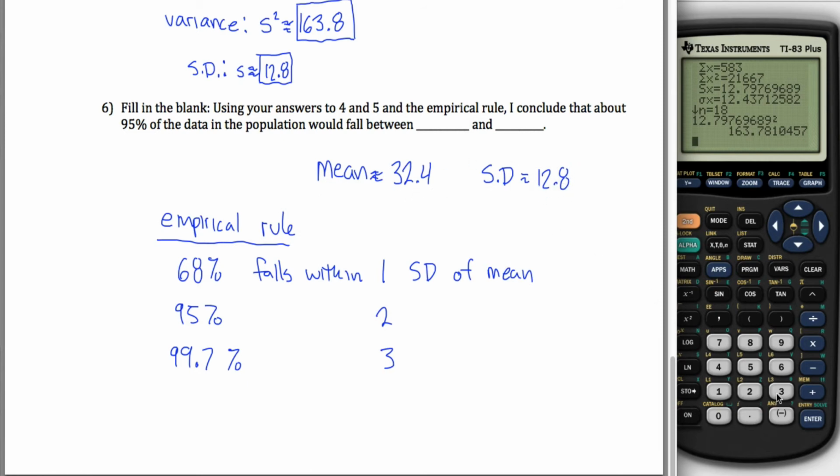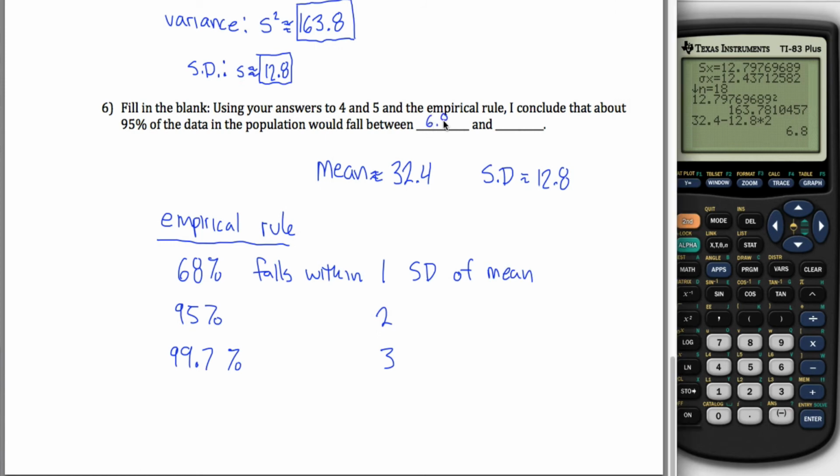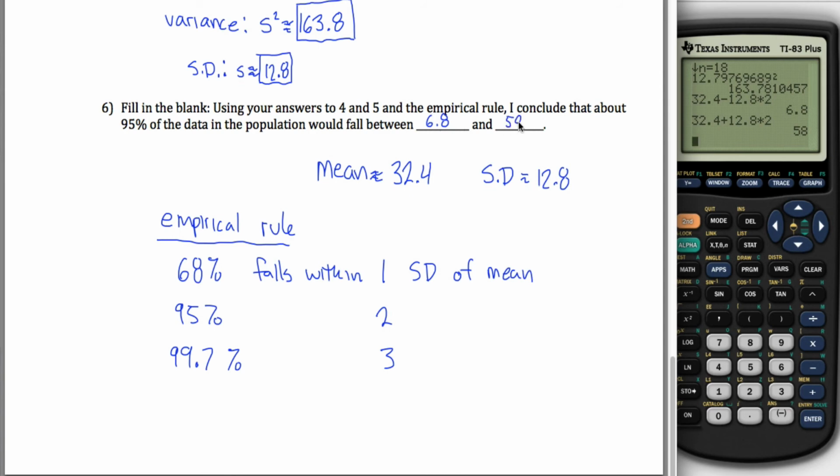What I'm trying to say is 32.4 minus 2 of these 12.8s gives me 6.8. That's the lower bound here, 6.8. And doing that exact same thing, 32.4, but now I want to add 2 of these standard deviations, will give me 58. So the empirical rule, which tells me that 95% of the data falls within 2 standard deviations of the mean, in the context of this problem, tells me that 95% of the data would fall between 6.8 and 58.